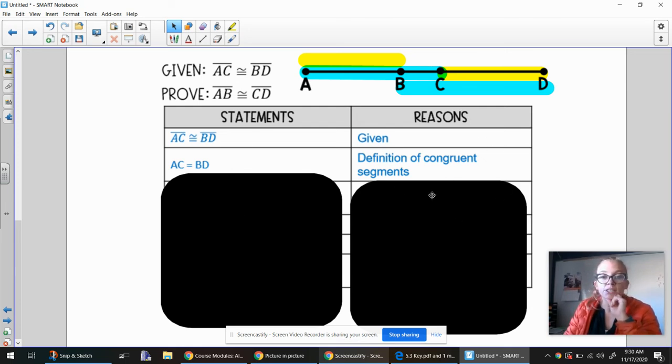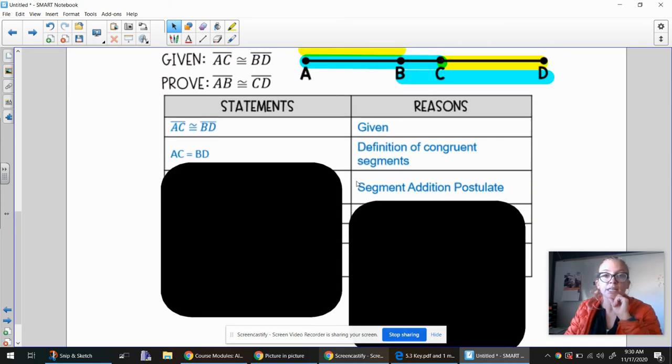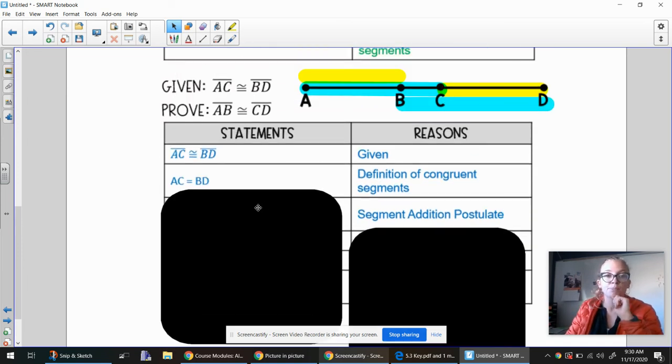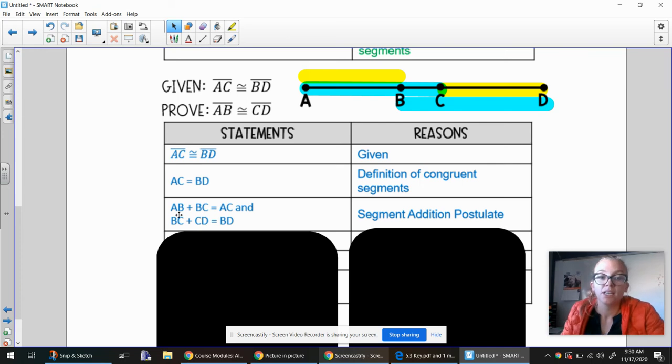Next up, we are going to use the segment addition postulate. So we're going to break AC up into its parts, and we're going to break BD up into its parts. So AB plus BC equals AC, and BC plus CD equals BD.